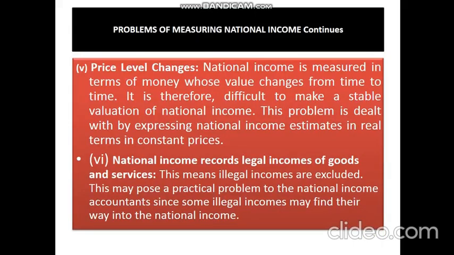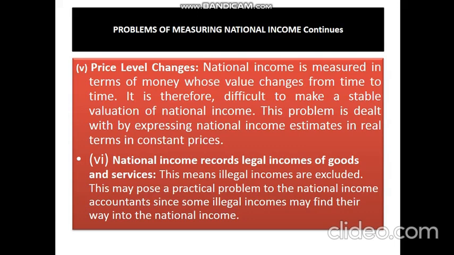Problems of measuring national income continues. Price level changes. National income is measured in terms of money whose value changes from time to time. It is therefore difficult to make a stable valuation of national income. This problem is dealt with by expressing national income estimates in real terms in constant prices.